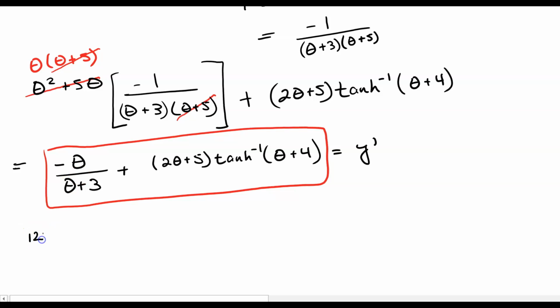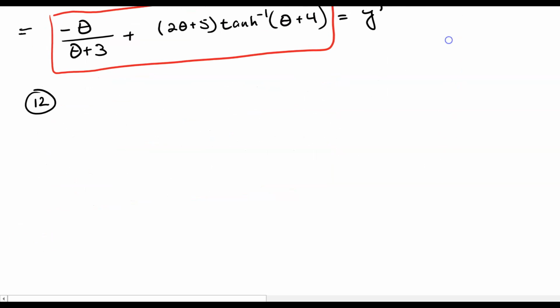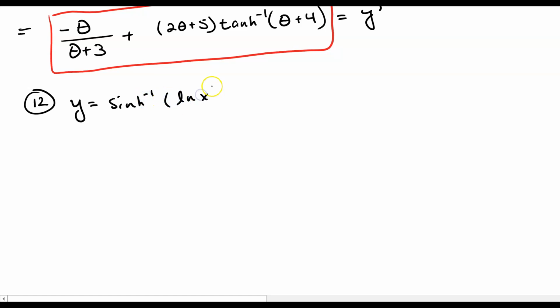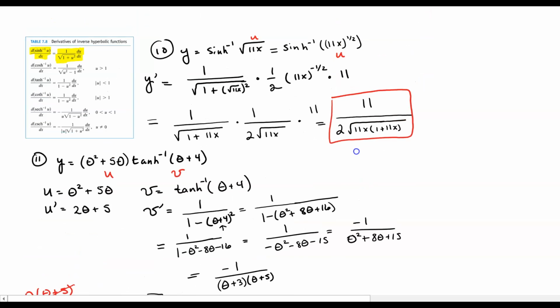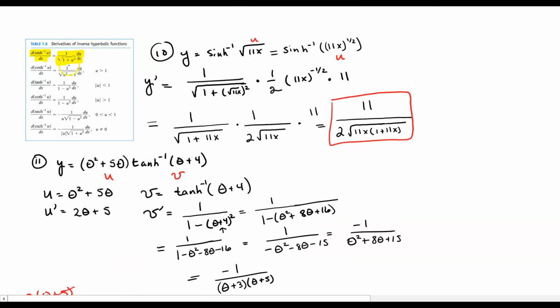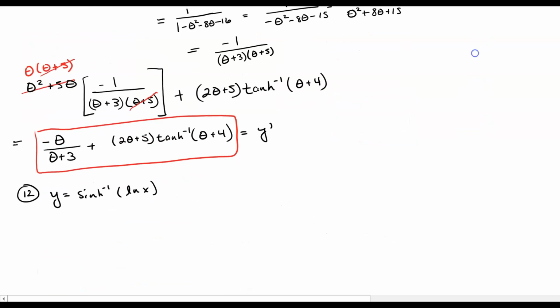So let's take a look here, and we're going to call this one number 12. So on number 12, we're going to take a look at y equals 3 sinh inverse of the natural log of x. Okay, so again, another kind of chain rule problem, but nothing terribly difficult. We need to know then the rule for sinh, and so let's bring that up real quick. The rule for sinh was this one: 1 over the square root of 1 plus u squared du dx.